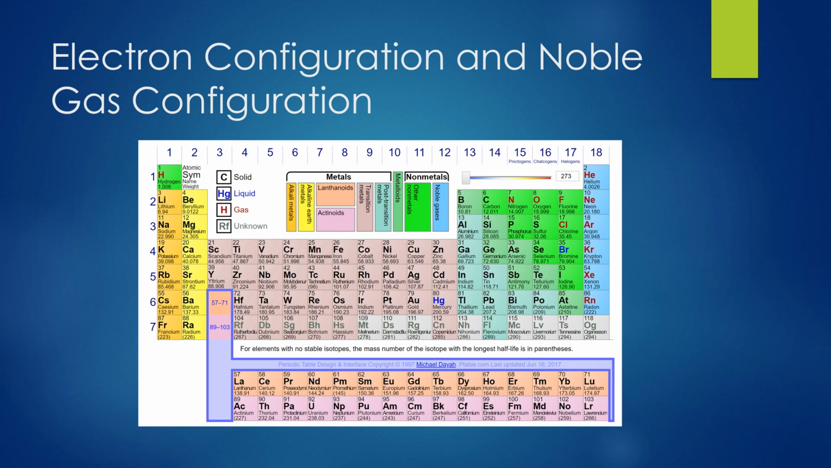Alright, so what we are going to get into in a minute is electron configuration, but we'll also be getting into noble gas configuration. Essentially, noble gas configuration is just a shorthand way of writing the electron configurations. Before we get into further examples, let's walk through one. Let's look at the element phosphorus, for example.